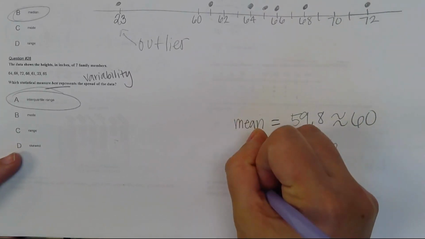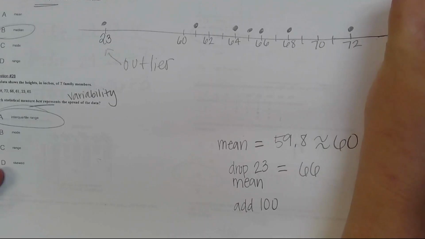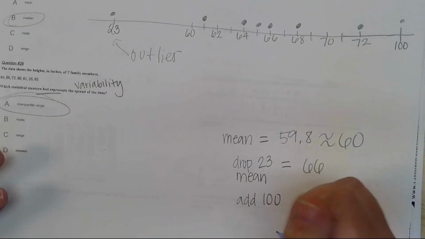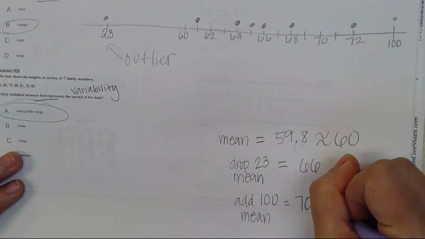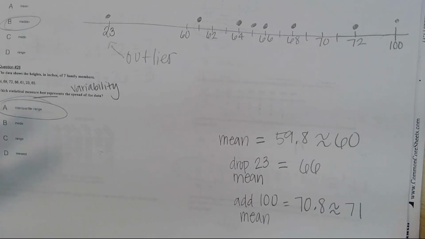Now, add 100. Yep, that would be an outlier. So what I'm going to do is put in 61 plus 64 plus 65 plus 66 plus 68 plus 72 plus 100. And now I'm back to 7 grades. What does that 100 bring you up to? 70.8. And what does that round up to? 71.